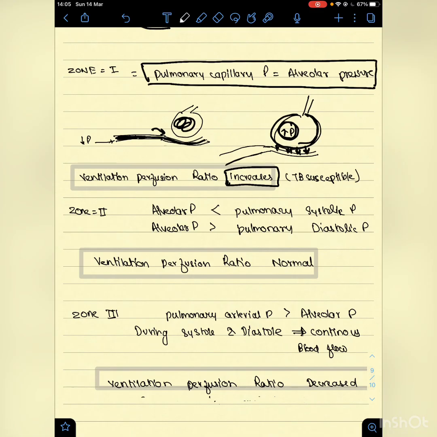Peripheral resistance is something you must remember: if the peripheral resistance is more, then the blood flow to the lungs is also altered.